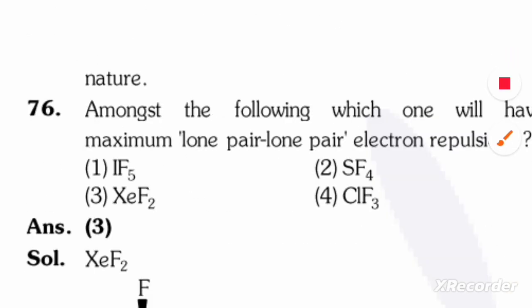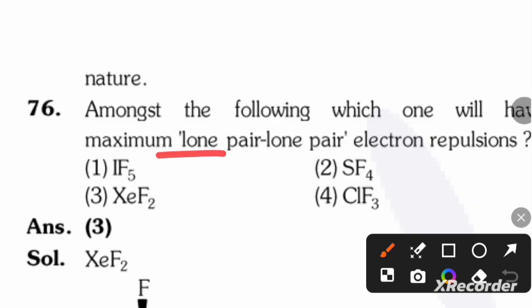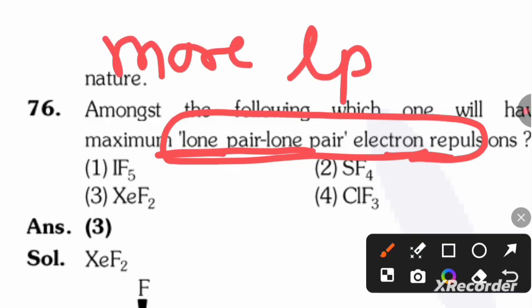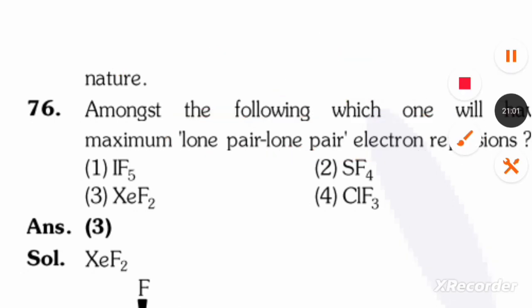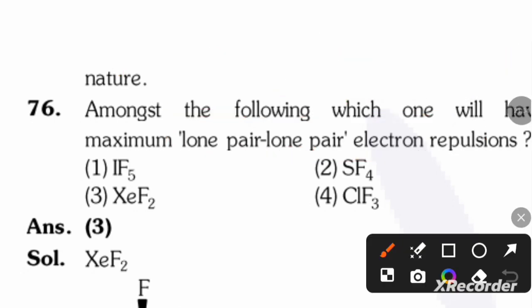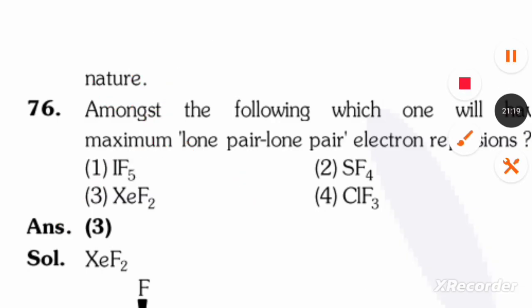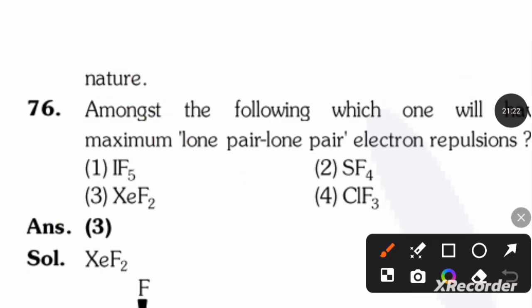In the next question, among the following, which one will have maximum lone pair electron repulsion? Maximum lone pair electron repulsion comes where there are more lone pairs. In whichever compound you find more lone pairs, there you can find more repulsion. Let us see one by one. First we have IF5. In IF5, iodine is surrounded by 5 fluorine atoms, and it has 1 lone pair. Only 1 lone pair means repulsion is not possible.